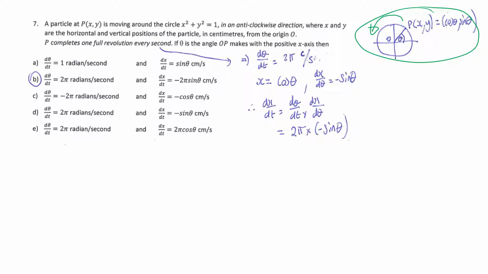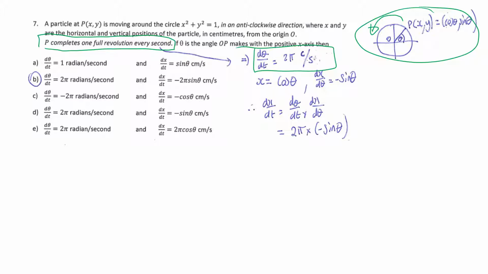Okay, P completes one full revolution every second. We know one full revolution, it's the unit circle after all, so that's got a radian value of 2 pi. So the changes in theta every second would be 2 pi on 1, or simply 2 pi radians per second. So every second it goes through a full cycle. In other words, in terms of radians, 2 pi changes in radians every second.